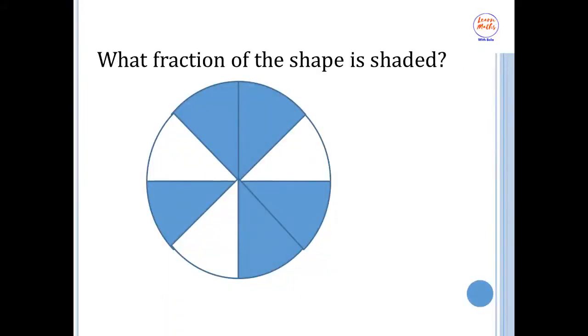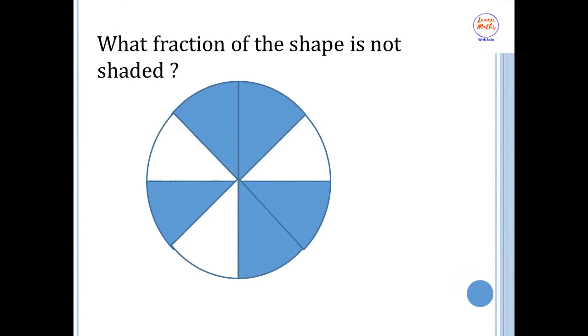Let's look at this shape again. What fraction of the shape is shaded? This time we are going to write it in the form of a fraction. The part shaded is 5 when you count, and over the total number of parts, that is how many parts this shape is divided into, which is 8. So the part shaded is just 5 out of all the 8. So you have 5 out of 8.